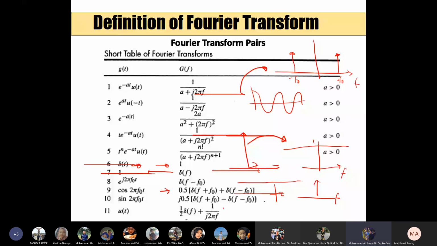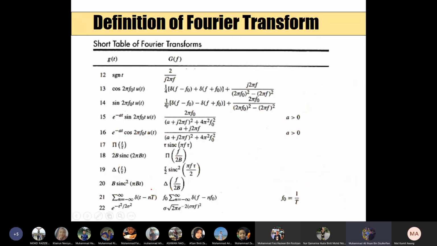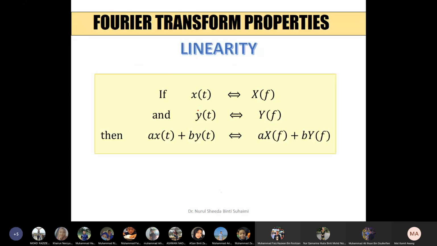For the sine wave, you see this imaginary part, j. This is the real part, cosine, and sine and cosine. So these are some other functions for the Fourier transform, right? So you can go through this.